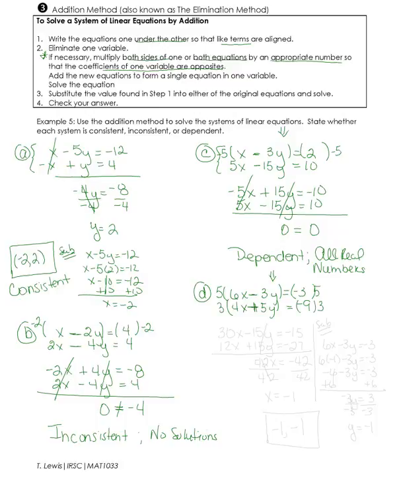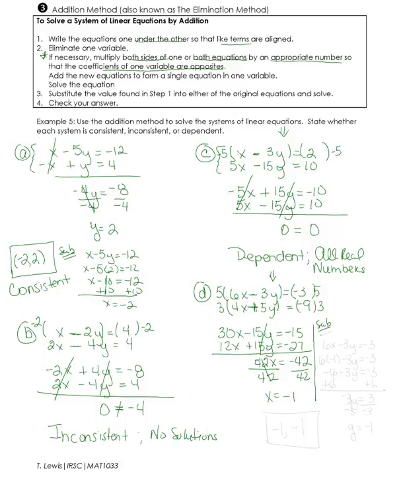So our new equations are, first equation, 30x minus 15y is equal to negative 15. Then our second equation, we have 12x plus 15y is equal to negative 27. Now our y's cancel out. Add your x's. We have here 42x is equal to negative 42. We're going to divide by 42 on both sides, and we have x is equal to negative 1.